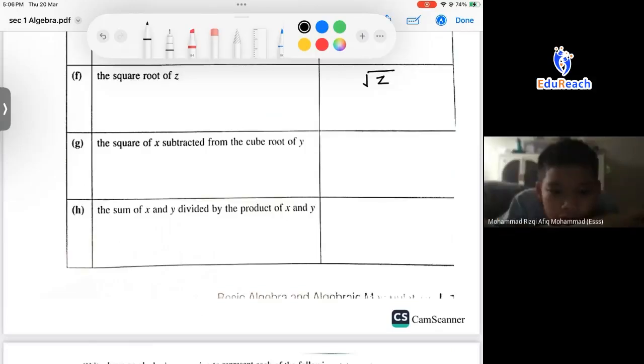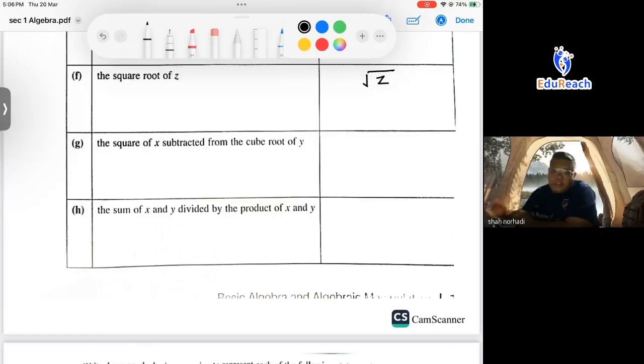X to the power 2 minus Y to the power 3. So which one comes first? X. Okay, so be careful here because they say the square of x is subtracted from. That means you are taking the square of x, you subtract from, that means you take cube root y first. Minus x squared. Okay, can you write it down? Because you need to submit it to me later.